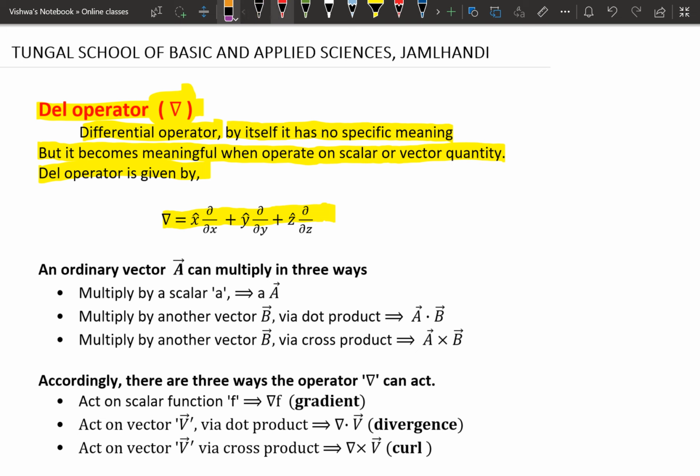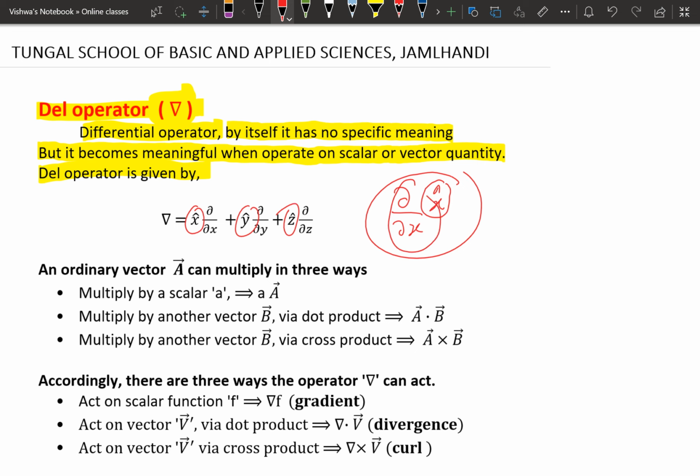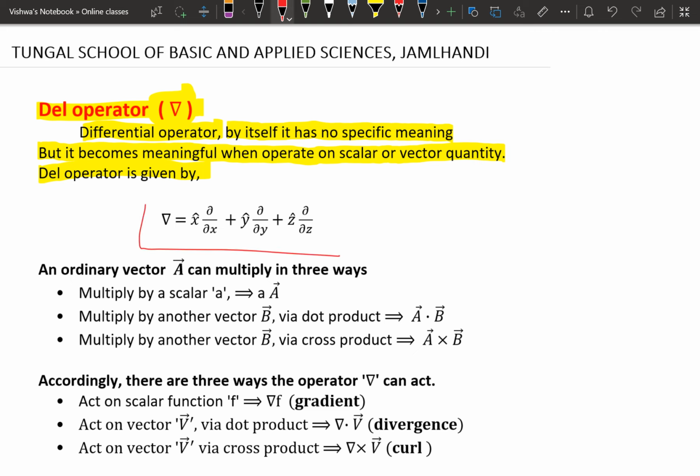Here x cap, y cap, z cap are the unit vectors along the x, y, z axes. Actually we have to write this as dou by dou x into x cap. Just to avoid confusion about whether we have to multiply or differentiate this x cap with respect to x, I am writing the unit vector on the left side of the differential term. So this is the Del operator. Using this Del operator we are going to produce divergence, curl and one more, the gradient.